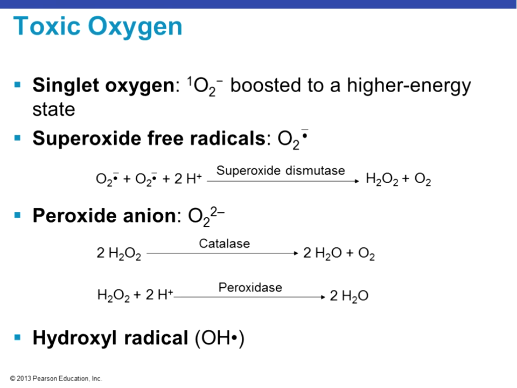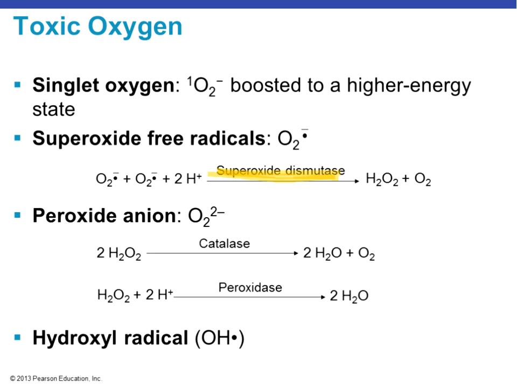So when we talk about oxygen and its toxic form, a singlet of oxygen can be boosted to its higher energy level state, and it's very reactive. It's not very stable at all. So superoxide free radicals will form when we have this oxygen that's elevated to its higher energy state. What superoxide dismutase does is the enzyme, and I'm going to highlight all these enzymes because they're important.